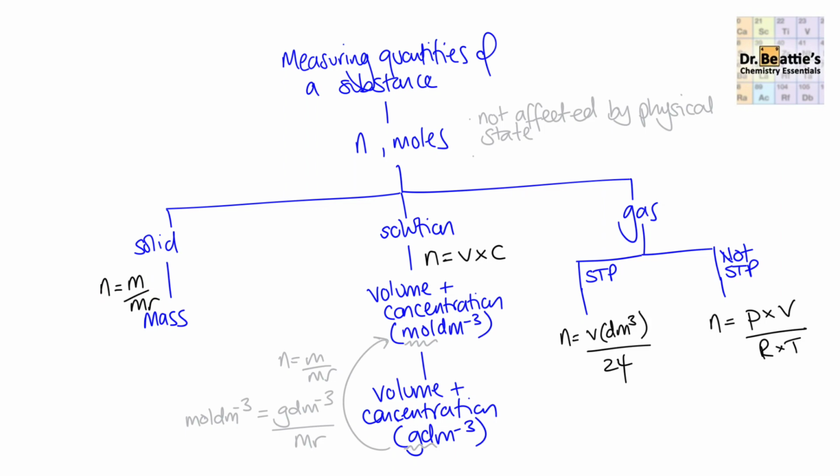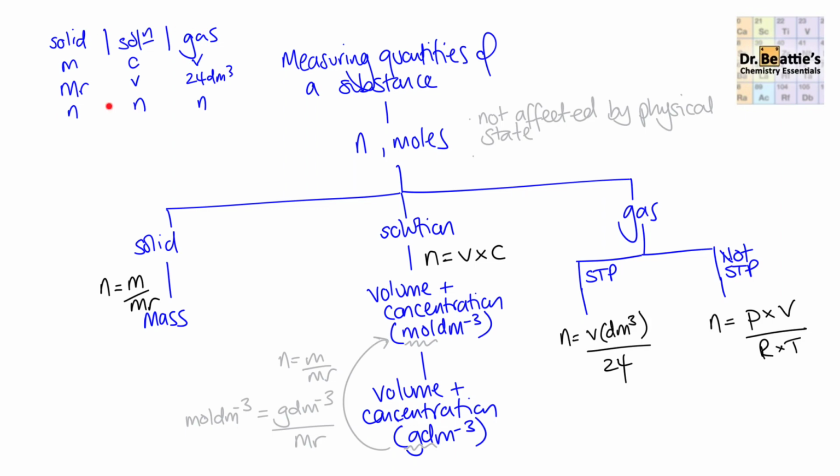And then your grid will change. So previously, grid for a solid would be M, Mr, and N. If it's a solution, then you'd want V, C, and N. And then for a gas, it's not often that you have to use the ideal gas constant, so we're just going to use this for this particular column here. We're going to use V, 24, N.